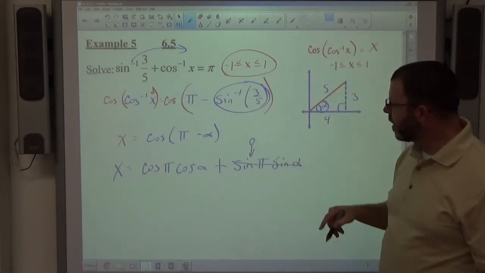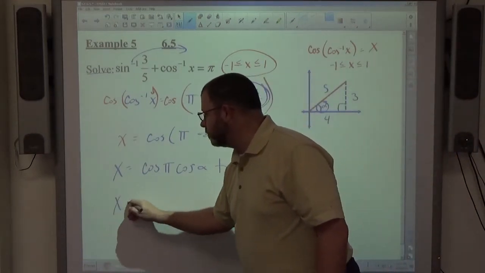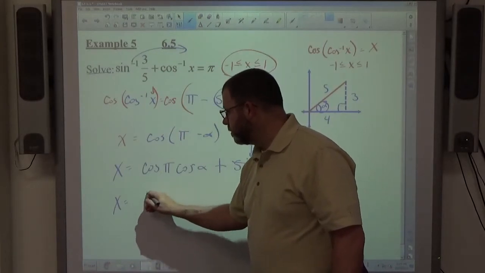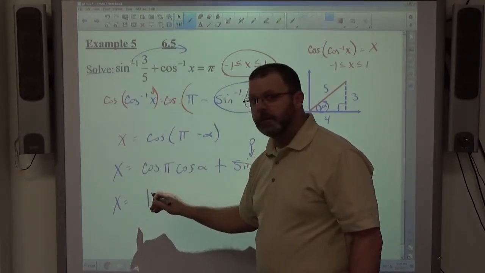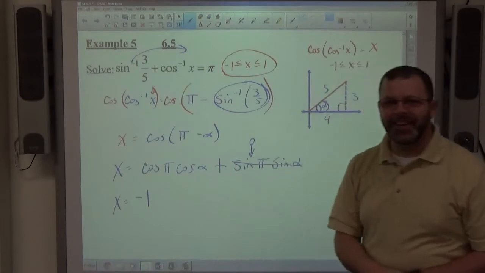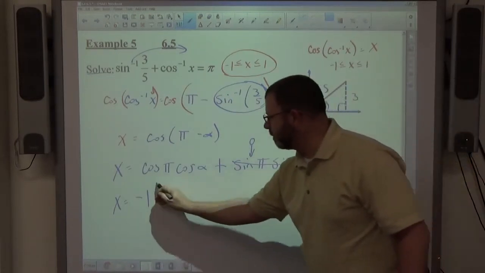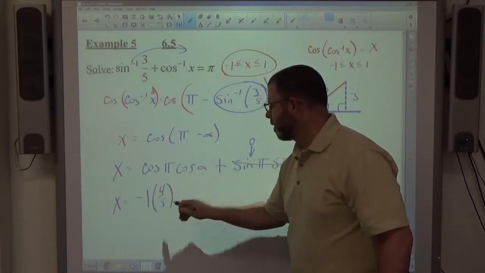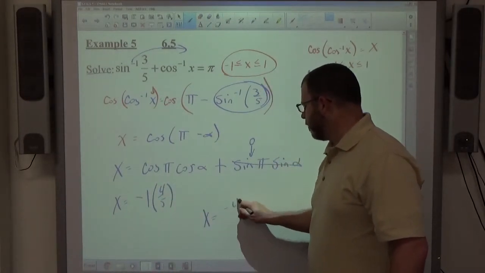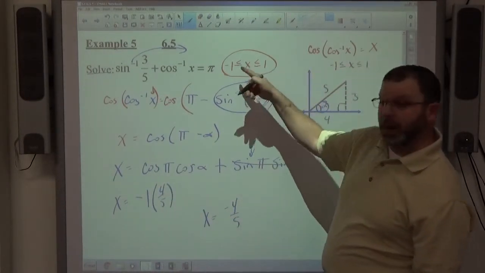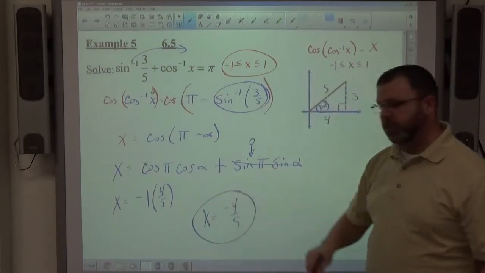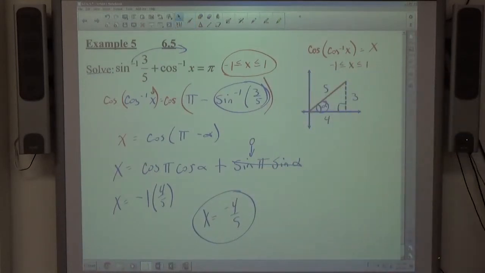So that's gone. Cosine of pi is equal to -1, okay? Cosine of alpha, I can look here, 4/5. So x is going to equal -4/5, which is between -1 and 1, which is a legal answer, so there you go.